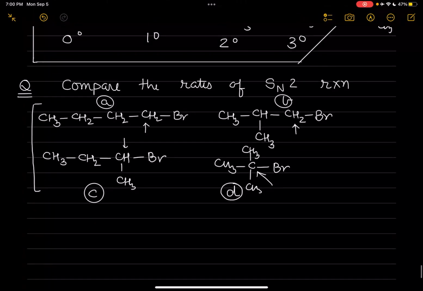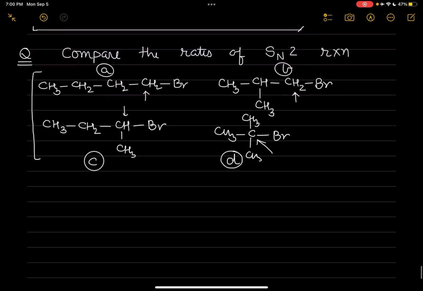If you have more and more branching on the carbon atom where the nucleophile is attacking, the reaction is going to become slower and slower because SN2 means two molecules need to collide. So the carbon atom on which the Br or the Cl is attached needs to be free from any crowding.